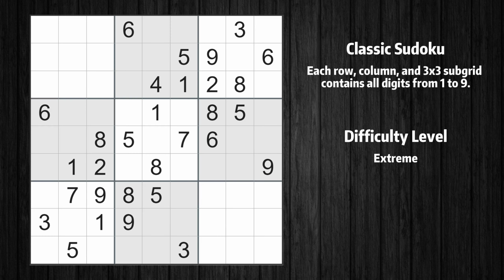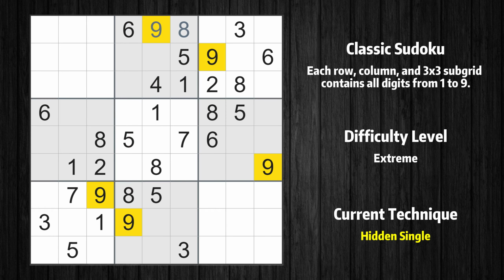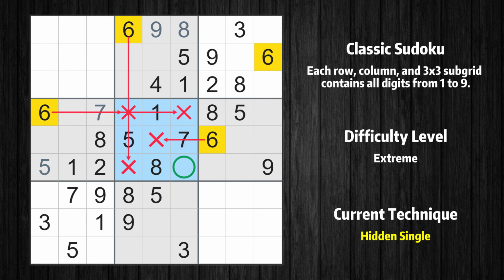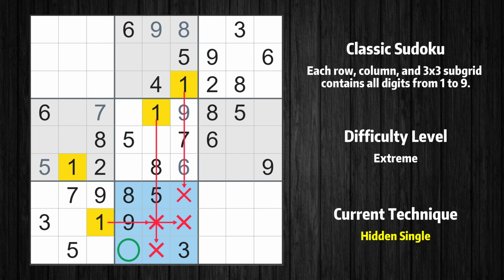Do you love Sudoku but find it too hard? In this video, I'll show you 10 advanced techniques that will help you solve any Sudoku puzzle. As this puzzle is quite difficult, I will skip the basic step of finding singles and start from where advanced techniques are needed.